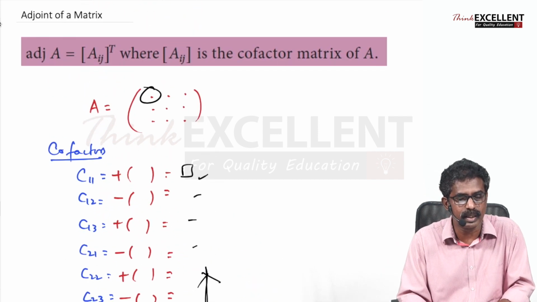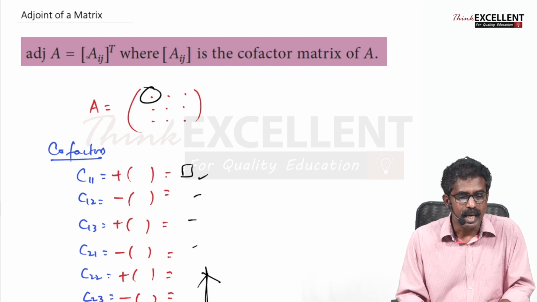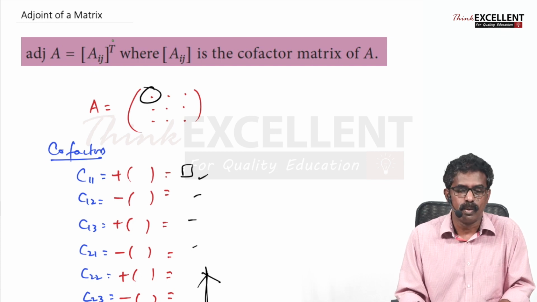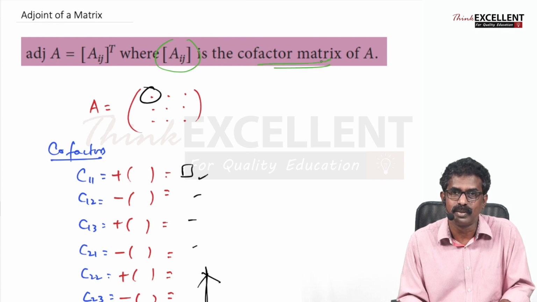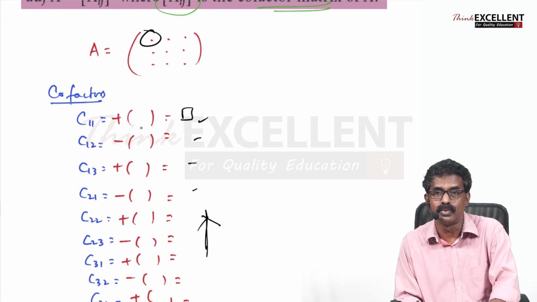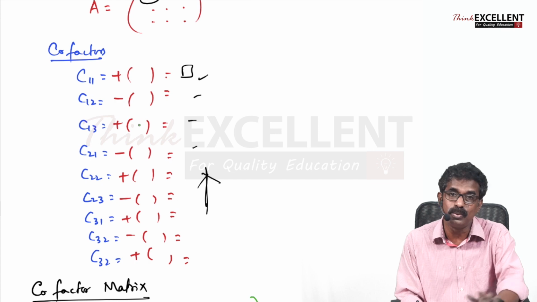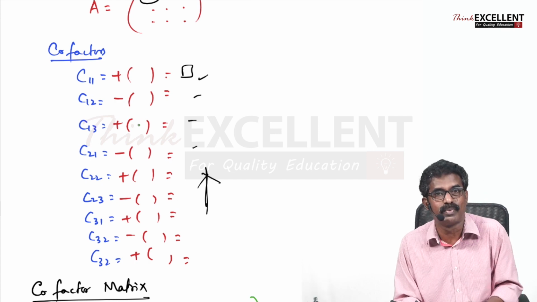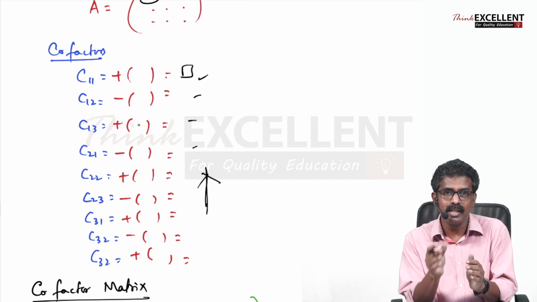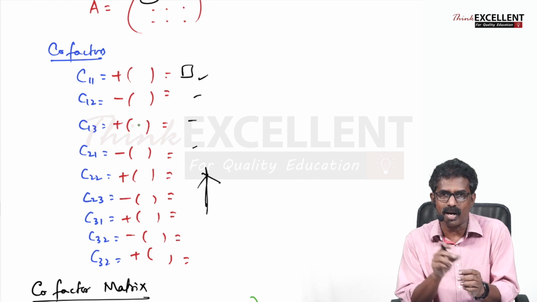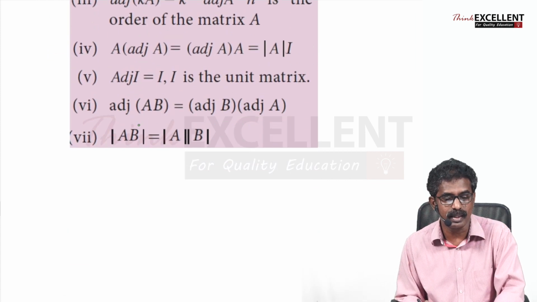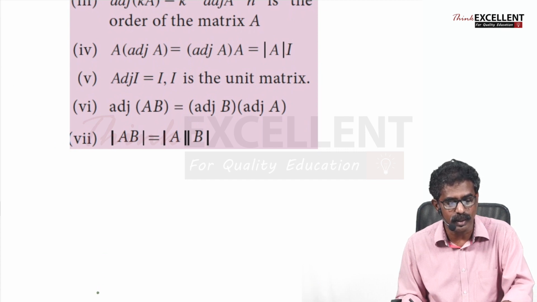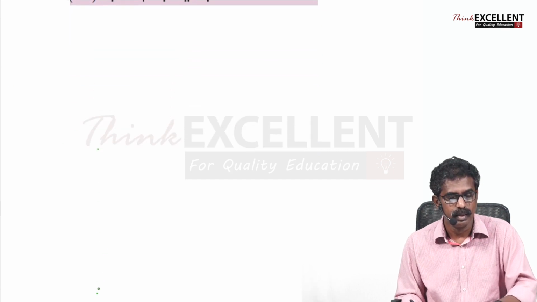So now look at the definition. Adjoint A is equal to Aij transpose. What is that Aij? It is the cofactor matrix. So this is the procedure you have to do. Nothing new to teach, already you know how to find the cofactor. Now the only thing is, write all the 9 elements in order, then take the transpose, that's all. 2 by 2 is also the same thing, but there is an easy method for 2 by 2. I'll teach that one. Please listen.